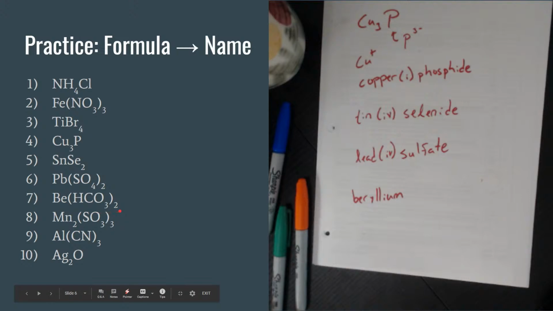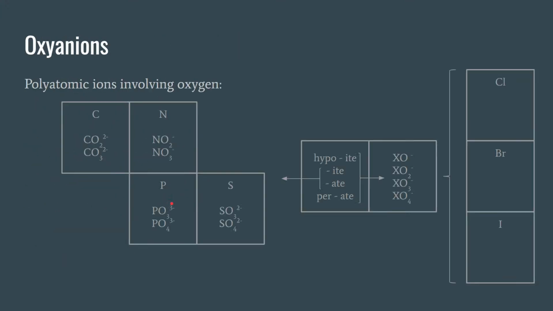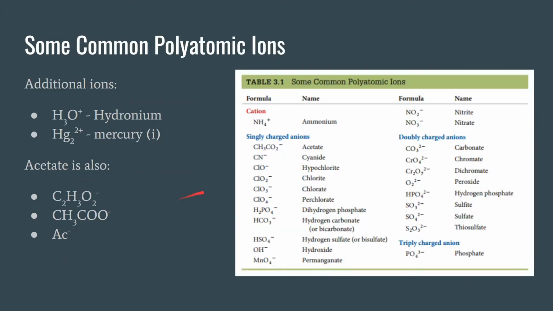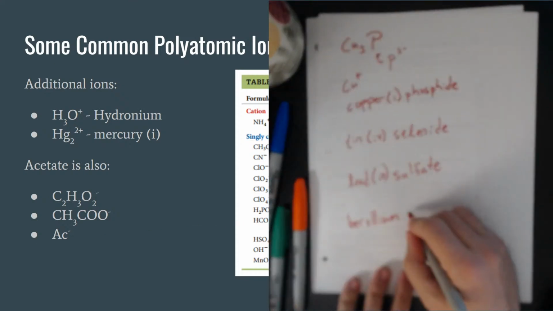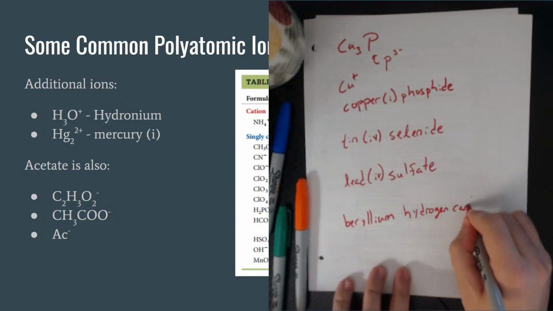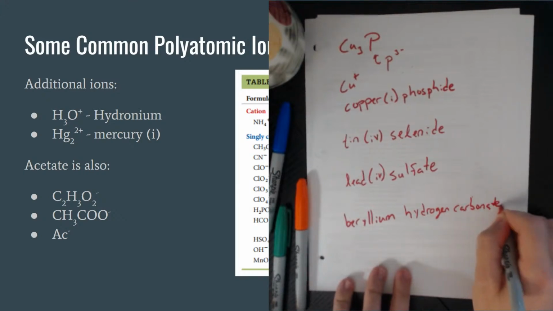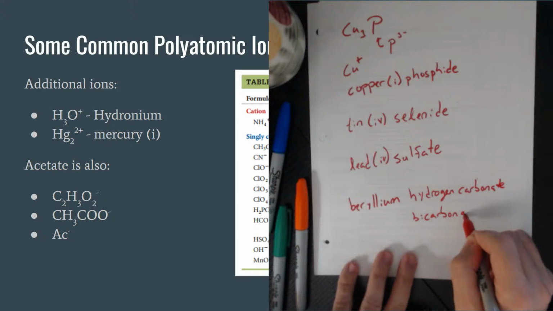Now for the other thing, we have to memorize our polyatomic ions. Until then, we look it up on a table of polyatomic ions, and HCO3 right here. That is hydrogen carbonate or bicarbonate. So there are 2 different ways you could name this compound. You could name it beryllium hydrogen carbonate or beryllium bicarbonate.